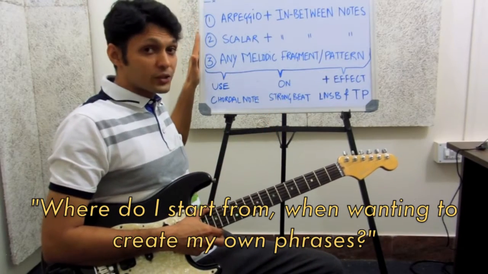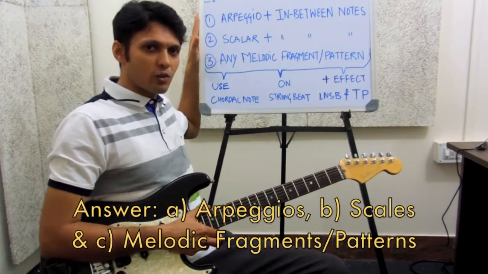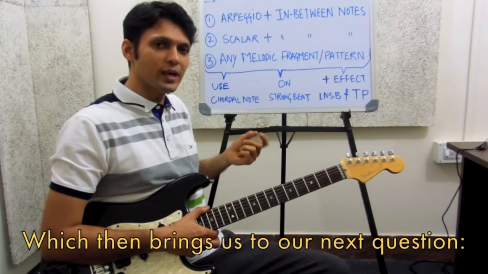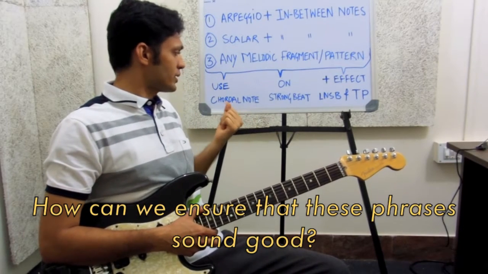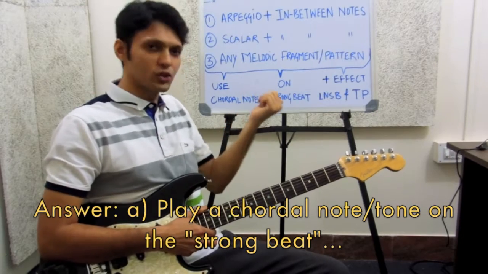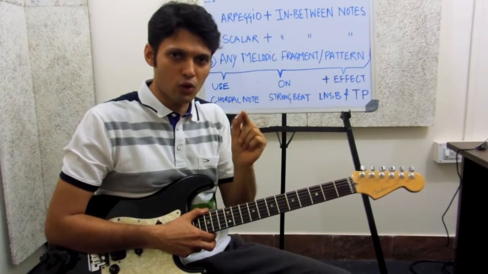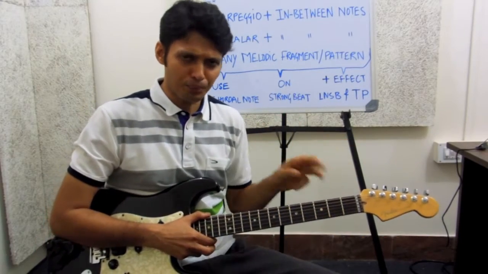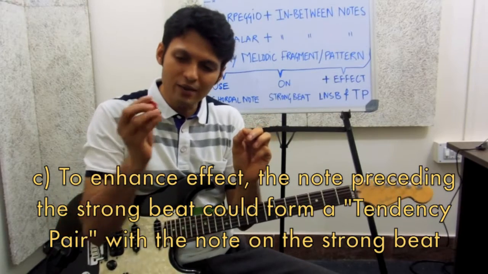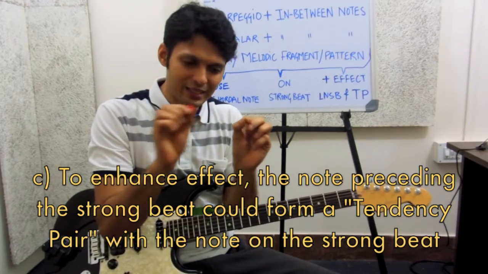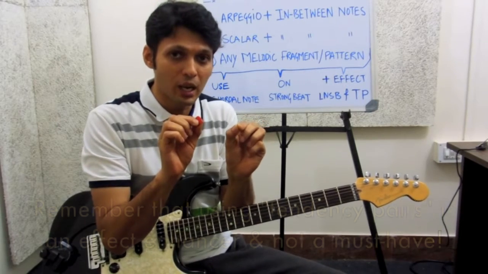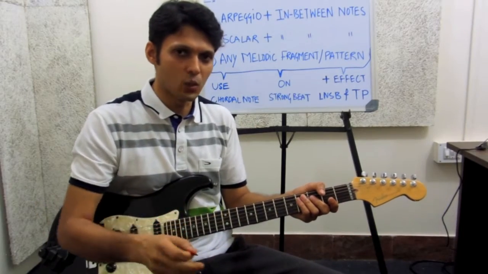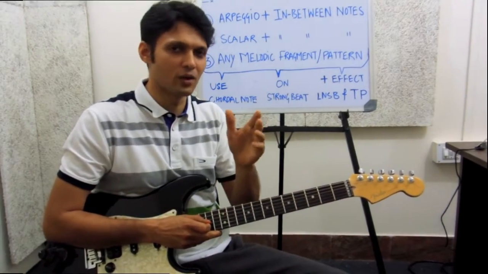What I should like to emphasize though is that underneath all three situations or opportunities, if we employ three basic tenets, it would ensure that our chromatic phrase generally sounds good. The first one is that we should try and use a chordal note on the strong beat. The second one is that the note on the strong beat should get a longer duration compared to the other notes in the chromatic phrase. The third one is that the note on the strong beat should be arrived at from a tendency note, such that these two notes form what is called a tendency pair, which ultimately enhances the overall effect of the chromatic phrase. Now let's look at some of the examples where I'll introduce these three situations in no particular order.